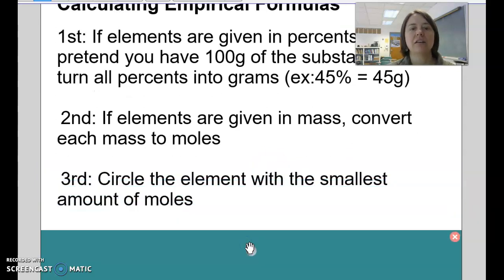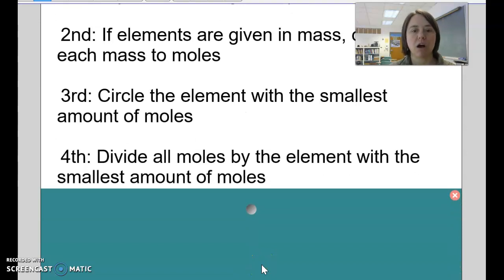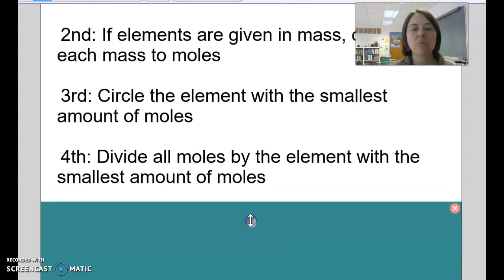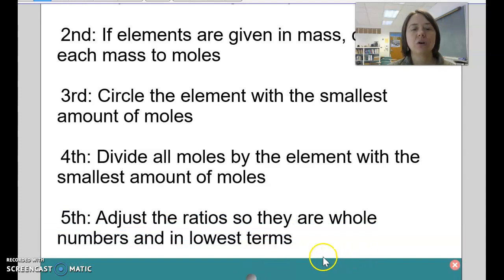And then the third thing you're going to do is circle the element with the smallest amount of moles. That is your smallest part of your ratio. So you're going to divide everything by the smallest. So divide all the moles by the element with the smallest amount of moles. So whatever number of moles this was, you divide each element by that. Okay, adjust the ratio so they are whole numbers and in lowest terms.